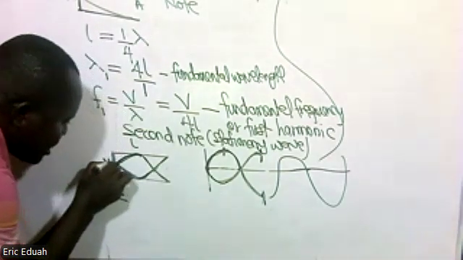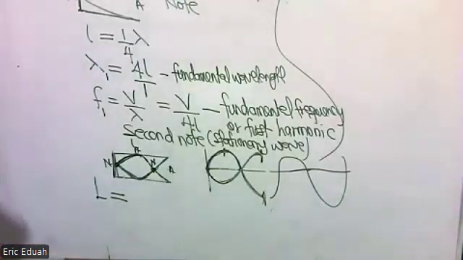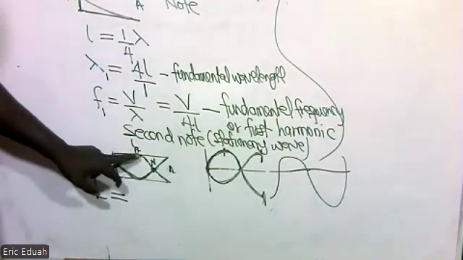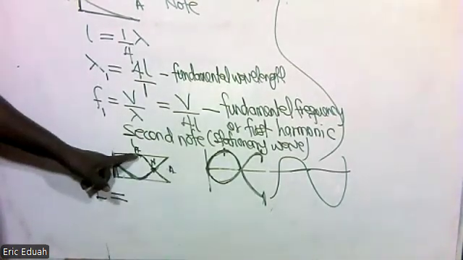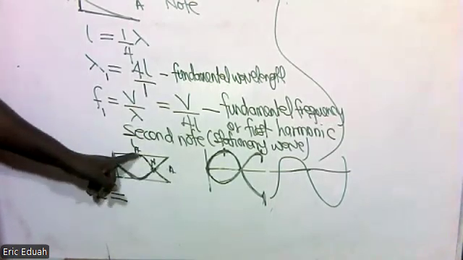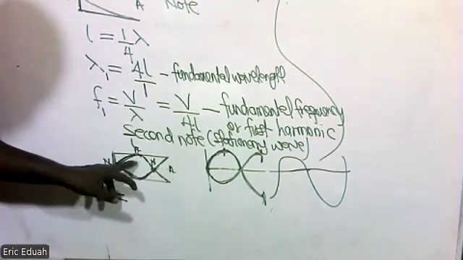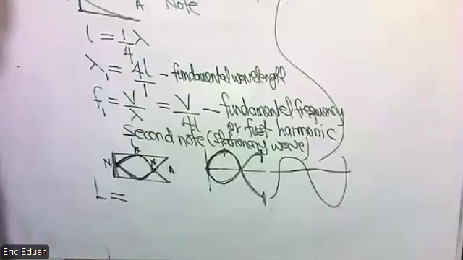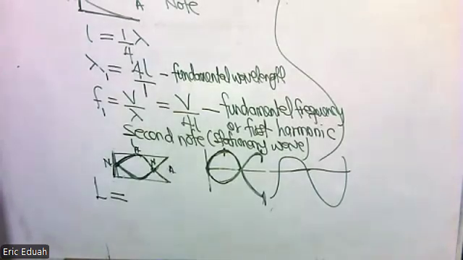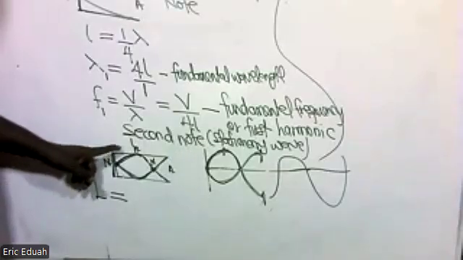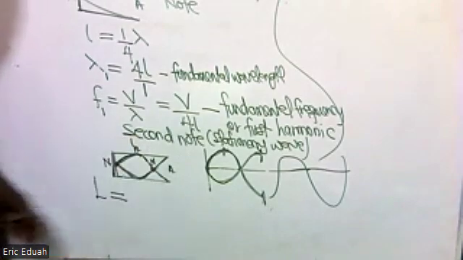This is node, antinode, node, antinode. So use this trick to calculate it for me. Node, antinode, node, antinode, node, antinode. Antinode, node. So node, antinode is the same as antinode, node. So how many node to antinodes do we have over here? It's 2. I said node to antinode is the same as antinode to node. So how many node to antinode or antinode to nodes do we have here?